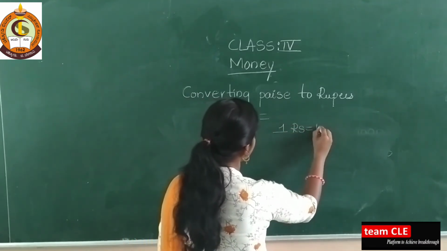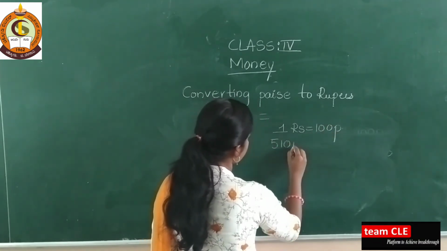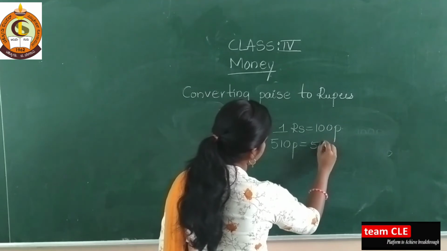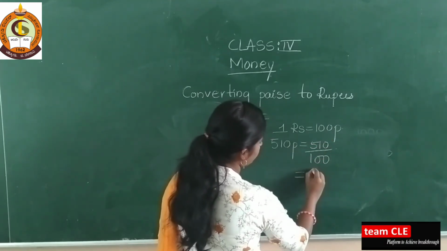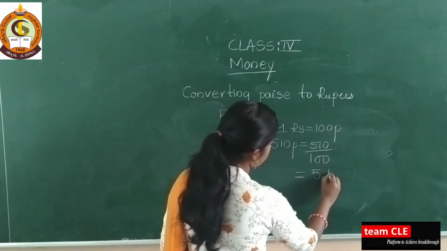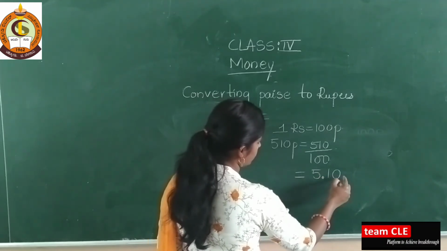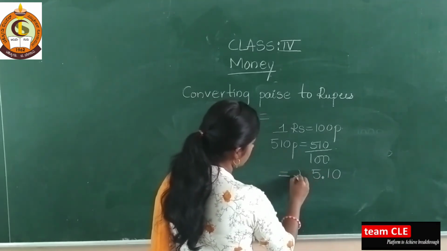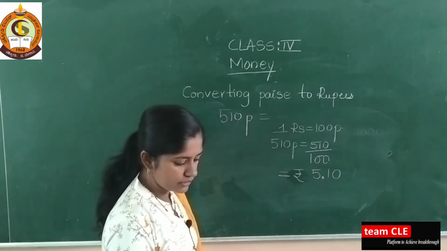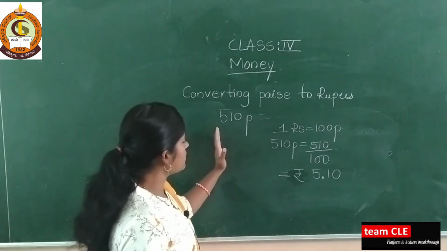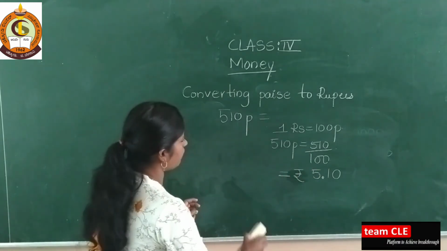1 rupee is equal to 100 paise, and 510 paise is equal to 510 divided by 100. So how do we write it? You keep the numerator as it is, 510. After 2 digits you give the point, 5.10. So how is it? This is rupees, 5 rupees 10 paise. Okay, clear? Next, same procedure you have to follow, but only the digits are different.